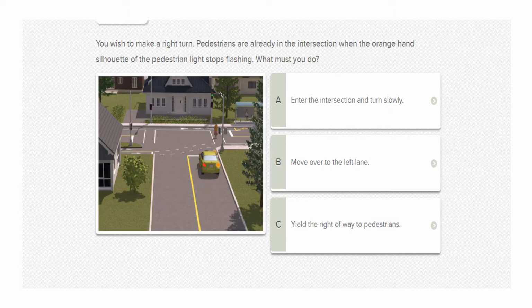Our next question is, you wish to make a right turn. Pedestrians are already in the intersection. When the orange hand silhouette of the pedestrian light stops flashing, what must you do? Our options are: option A, enter the intersection and turn slowly. Option B, move over to the left lane. Option C, yield the right of way to pedestrians.